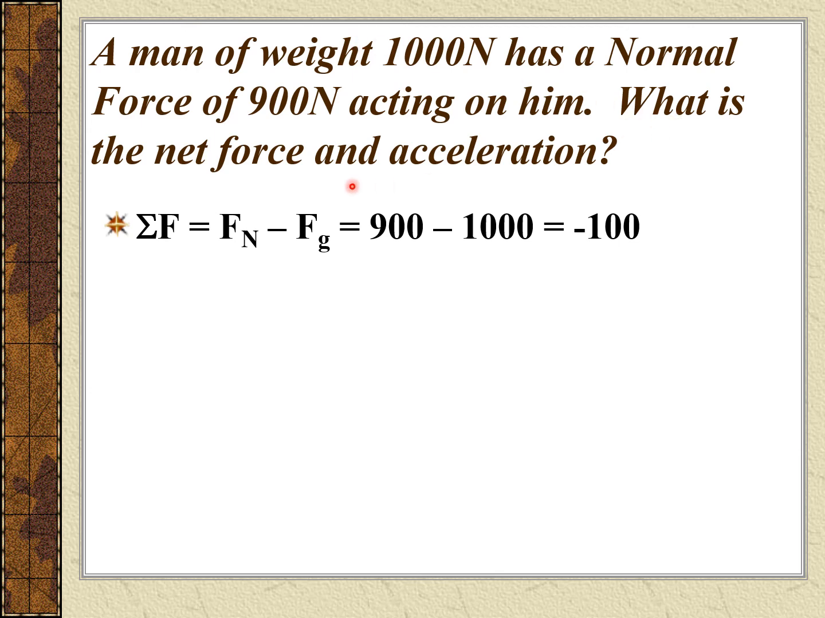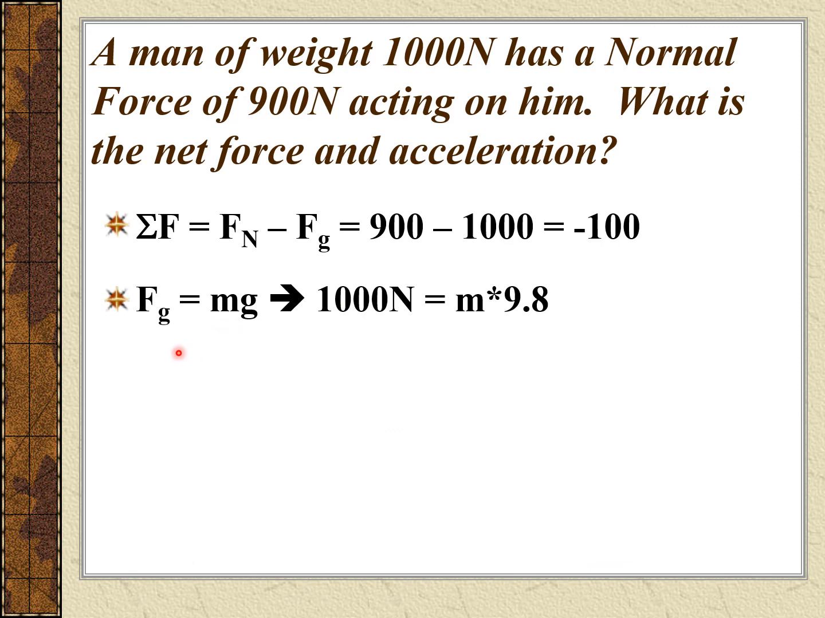So his net force is downward at 100 newtons. Now what's the net force acting on him? Negative 100 newtons. The acceleration: net force equals mass times acceleration. The problem is I don't have the mass here. I need to figure out his mass. But I do have his weight. Now weight is going to be equal to mass times the acceleration due to gravity. That's what F sub g is. 1,000 newtons is his weight. That's going to be equal to his mass times 9.8. Divide both sides by 9.8 and I get a mass of about 102 kilograms.